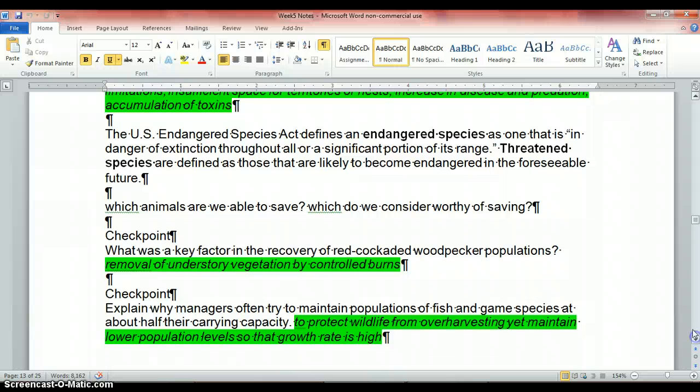It's fascinating stuff. The U.S. Endangered Species Act defines an endangered species as one that is in danger of extinction throughout all or a significant portion of its range. Threatened species are defined as those that are likely to become endangered in the foreseeable future. Okay, so we have to decide which animals we save, which do we consider worthy of saving. As an environmentalist stance, we usually try to think of it like there are species that you could pour money into and you're not going to be able to save them. There are species that just need a little help, and there are species that are probably going to do okay on their own. So we tend to try to focus on that middle segment because a little bit of effort is going to go a long way. And there's some species, well, sadly, you're probably just going to have to let them die off.